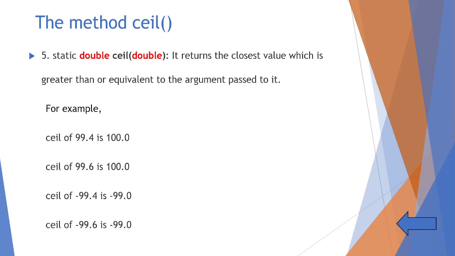But what about ceil of minus 99 point something? Ceil means greater, we said. Minus 99.4 cannot become minus 100. Why? Because minus 100 is smaller than minus 99. So ceil of minus 99.129 returns minus 99.0.